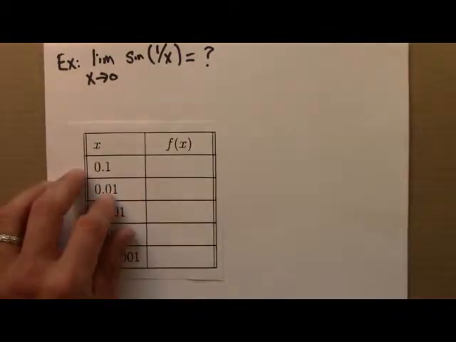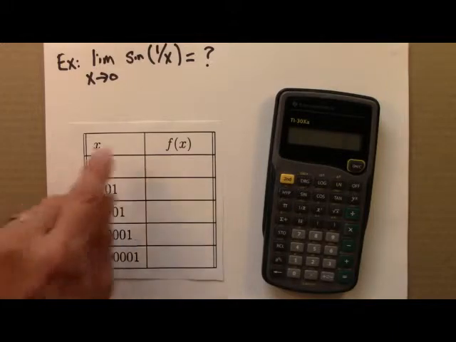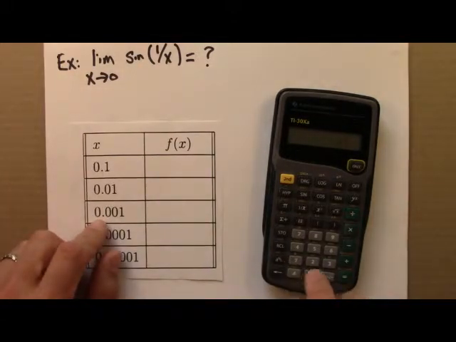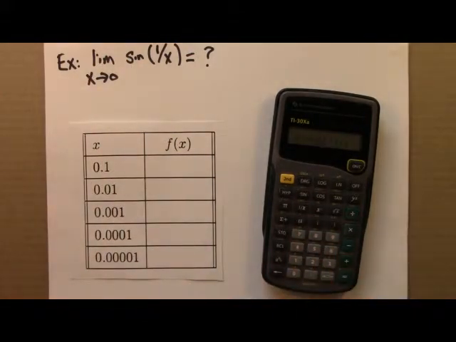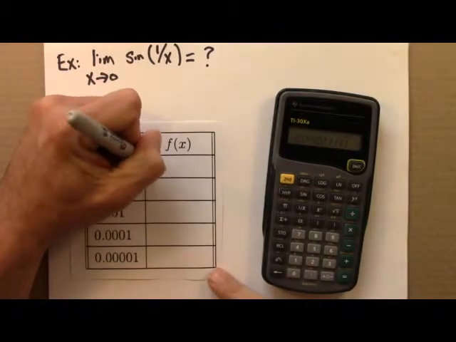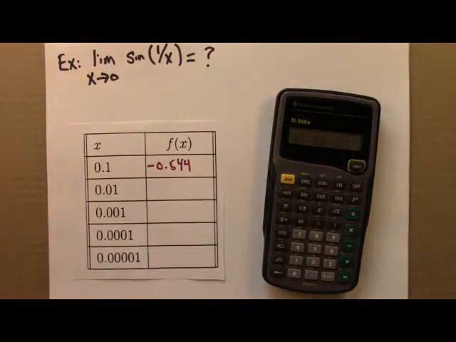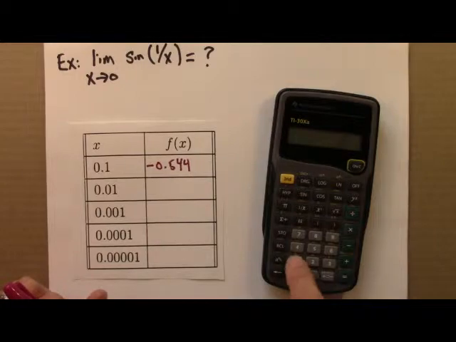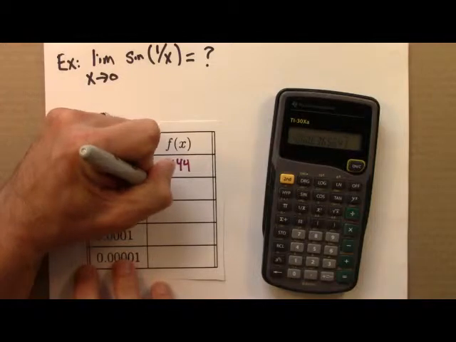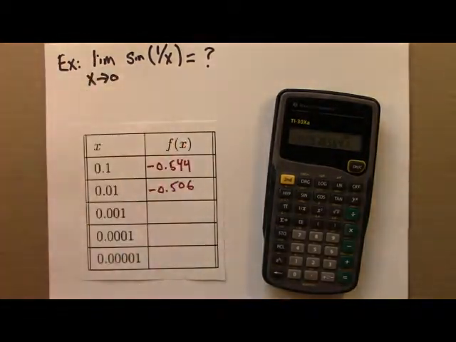All right. So here we go. Again, make sure your calculator is in radians. And I'll just plug in and we'll see. So I've got 0.1. I need to turn that upside down. I hit the 1 over x key. And then I'm going to sine that. And I get minus 0.544. Okay. Let's do the next one. 0.01. Turn that upside down. Take a sine, I get minus 0.506. So maybe it's going to 0.5.